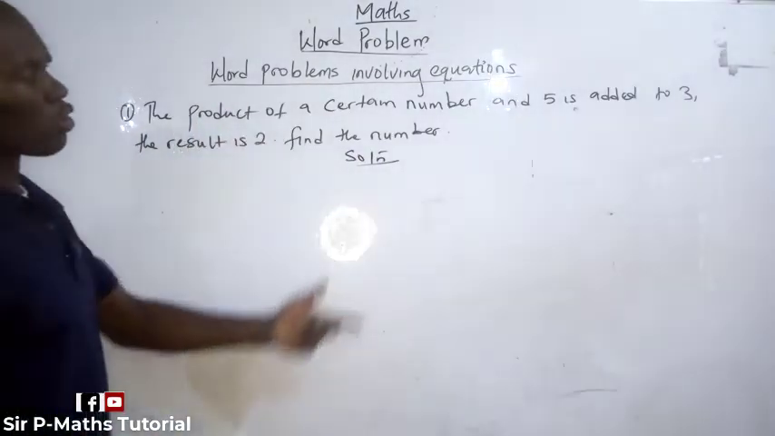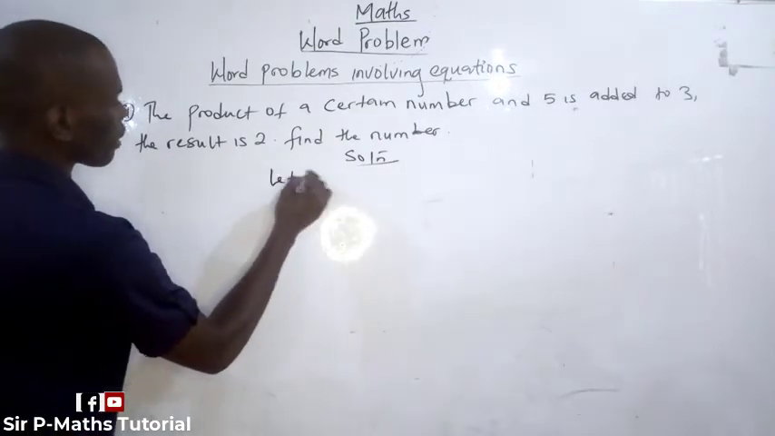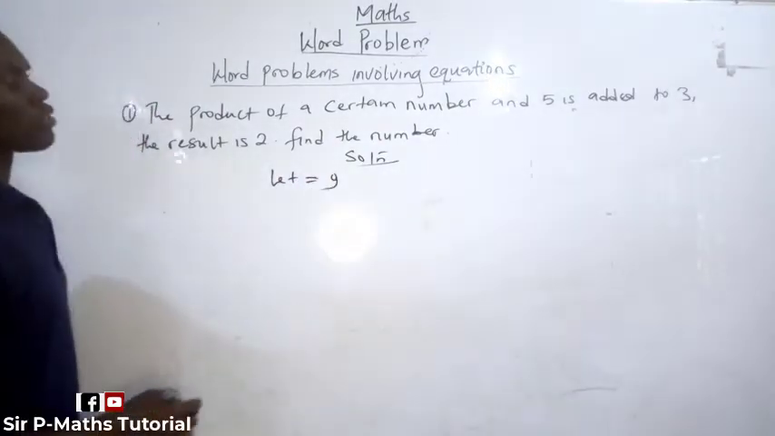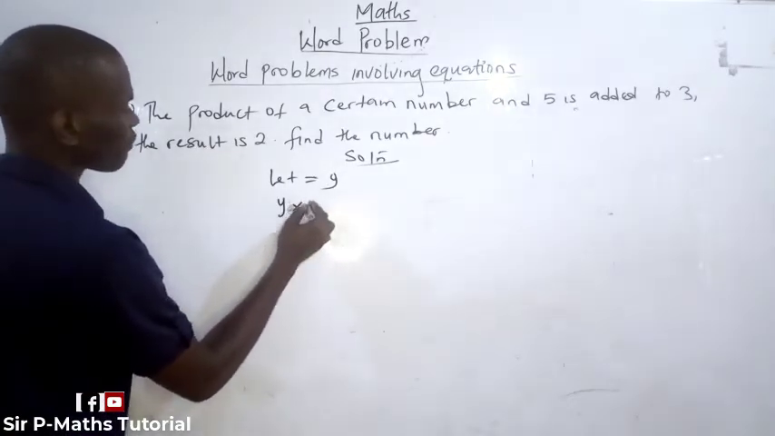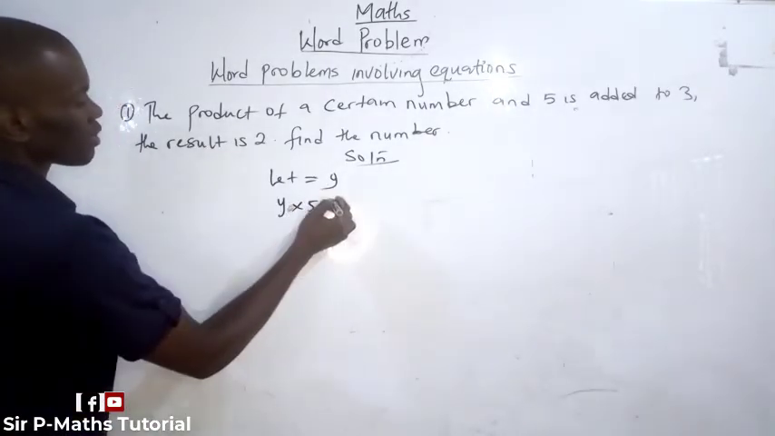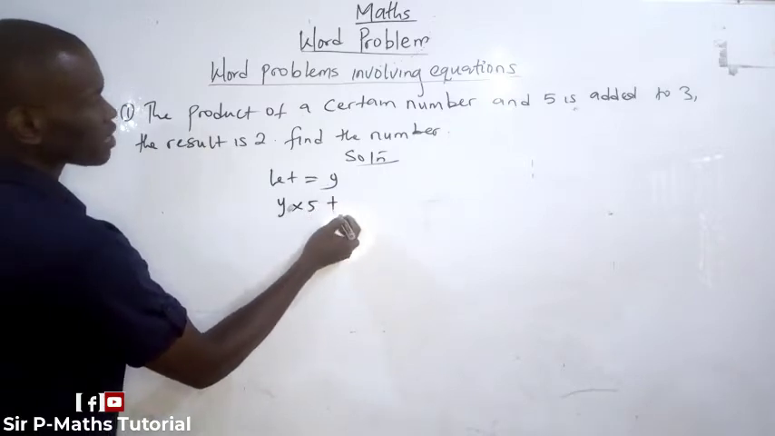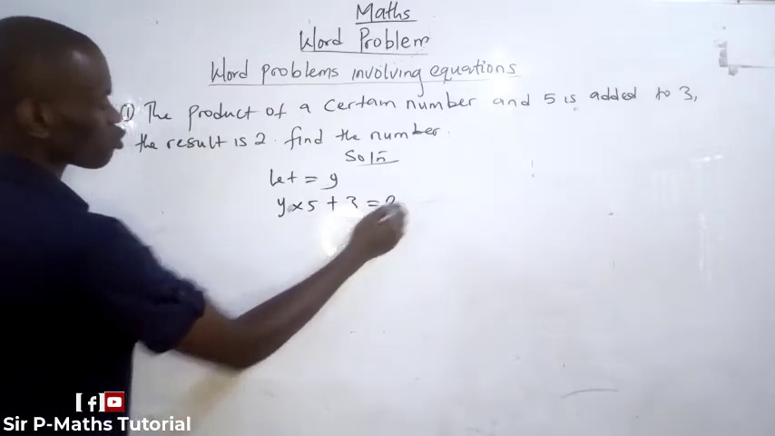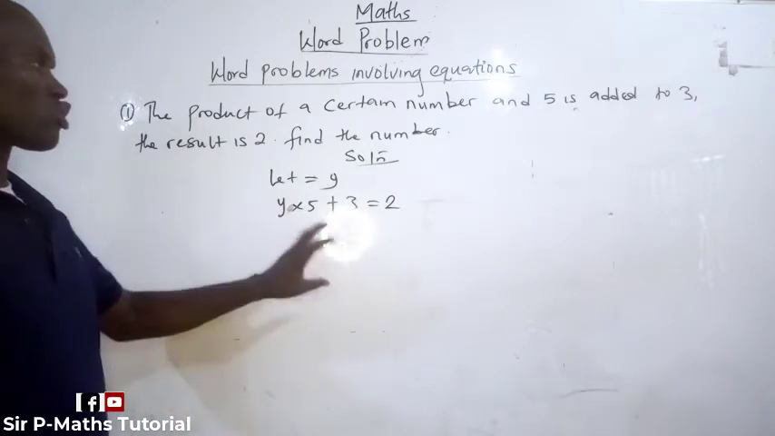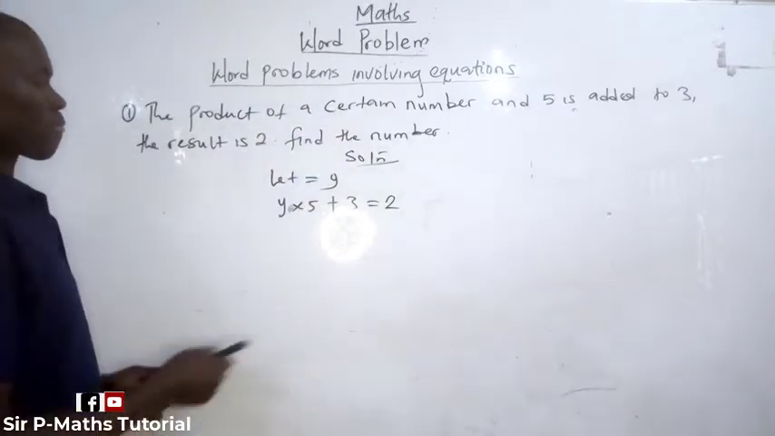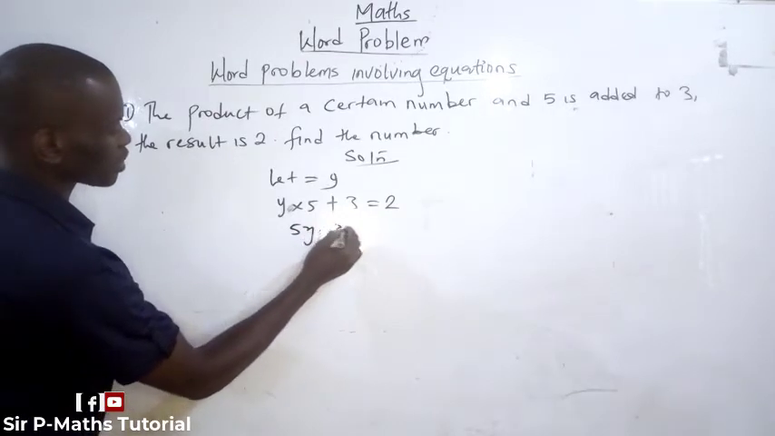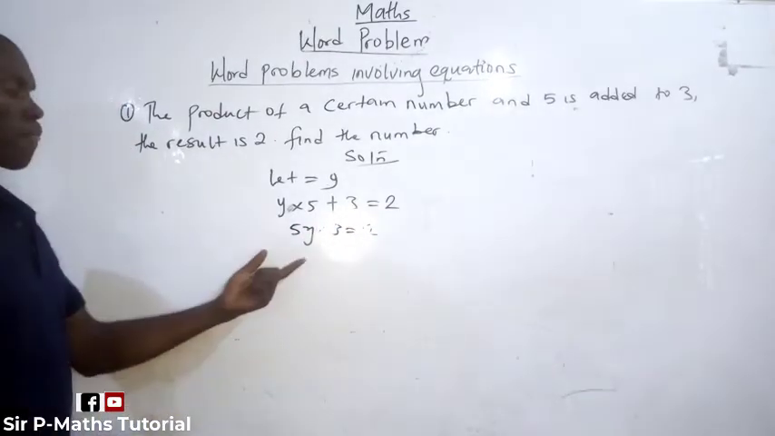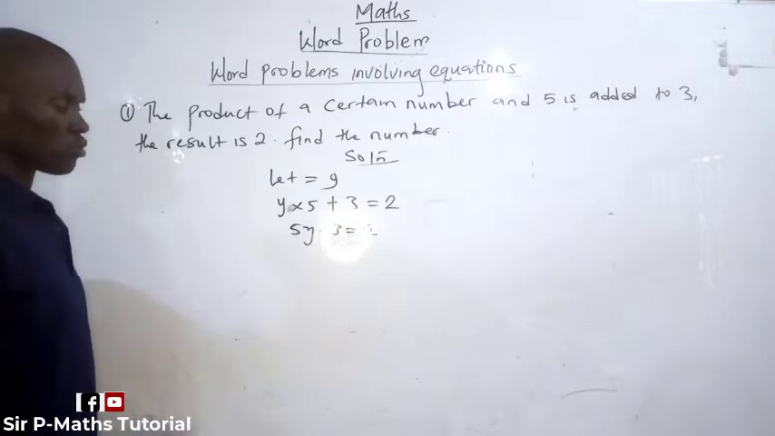Now, we say the product of a certain number, let the number be y. So the product of y and 5, we add it to 3, we have 2. This is the mathematical representation of this statement. So y times 5 gives me 5y plus 3 equal to 2. I have 5y plus 3 equal to 2.